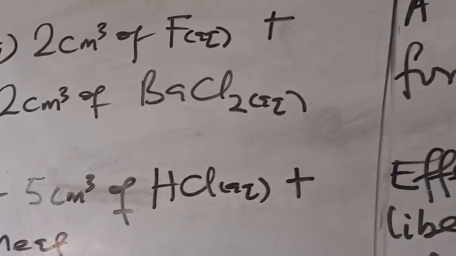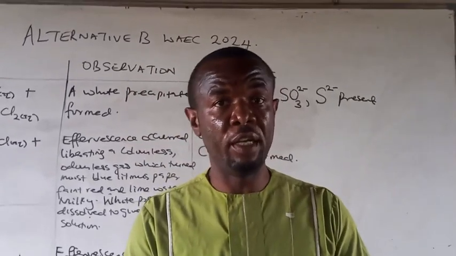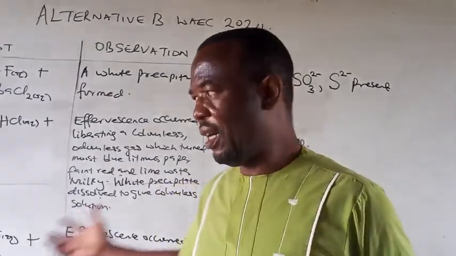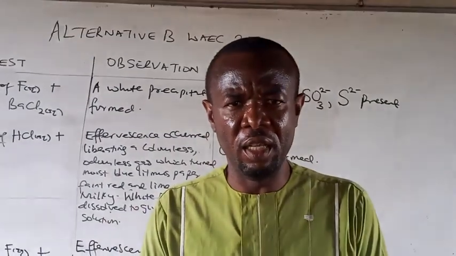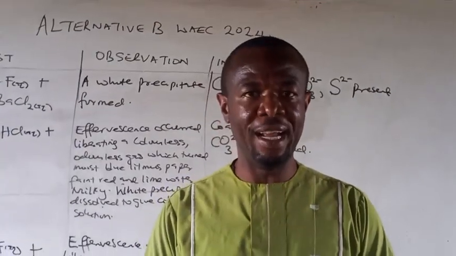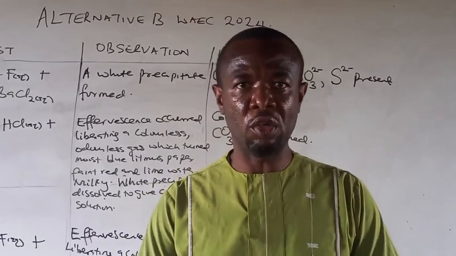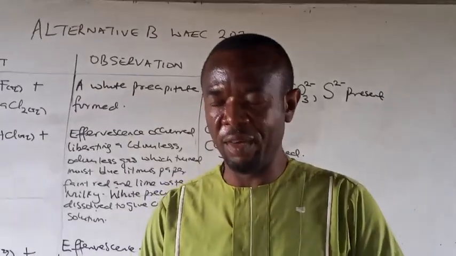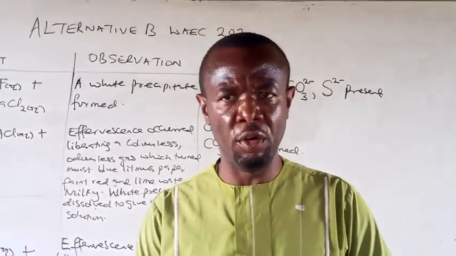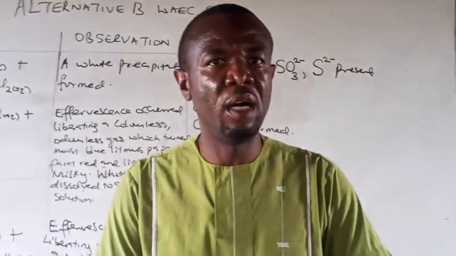So that is it. We have come to the end of the experiment on Qualitative B, WAEC, May/June 2024, qualitative analysis. So the salt from our analysis: the cation in F is ammonium ion, confirmed. The anion in F is carbonate, that is CO3 2 minus, confirmed. So the salt contains ammonium ion as the cation and carbonate ion as the anion. That means F is ammonium carbonate. F is ammonium carbonate. From this, you can verify our solution.